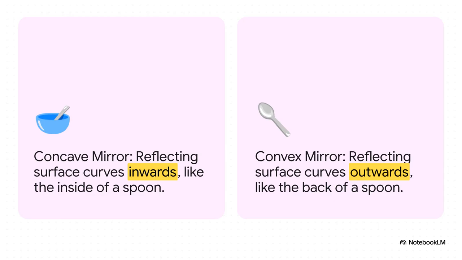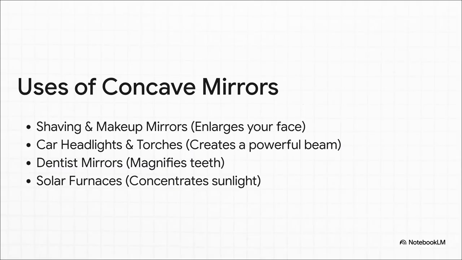If the shiny surface curves inwards, like the part you scoop soup with, we call that a concave mirror. If it curves outwards, like the back of the spoon, that's a convex mirror. Just two simple curves that create completely different ways of seeing the world. So why would you curve a mirror inwards?